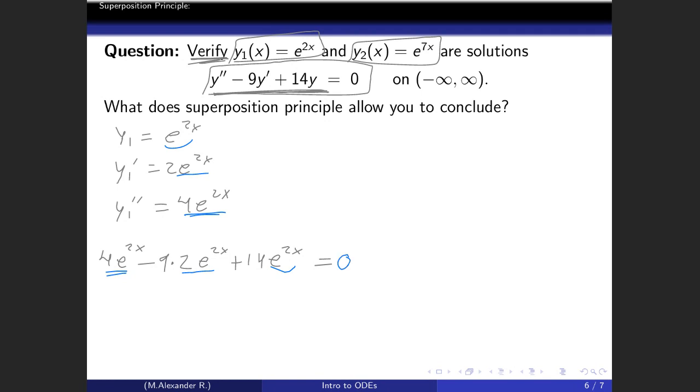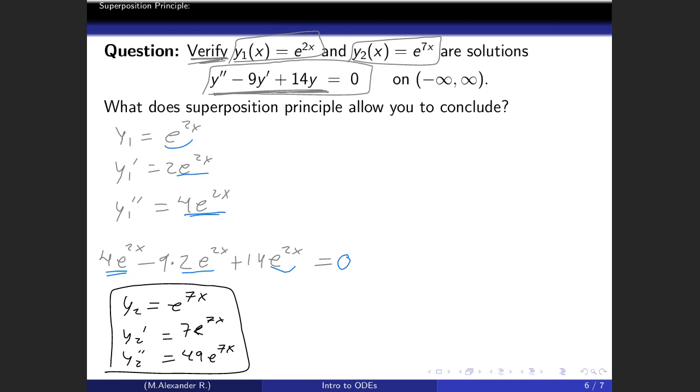Okay. Now the same thing is going to be true for the second function. So I won't do the calculation. I'll just tell you that you write down your e to the 7x, you write down your first derivative, write down your second derivative, which is not difficult. Actually, let me just do it here. 7e to the 7x, and then 49e to the 7x. And what we're saying is that if we plug in these three pieces of information into the left side of our differential equation, it will be equal to 0. Okay, so you can double check. There'll be a check for you to do.